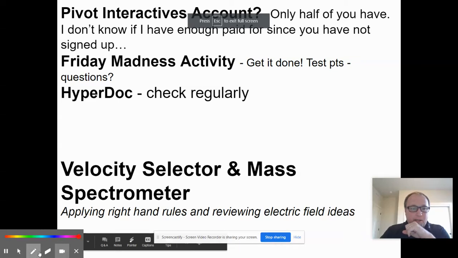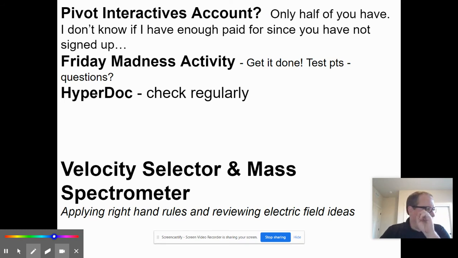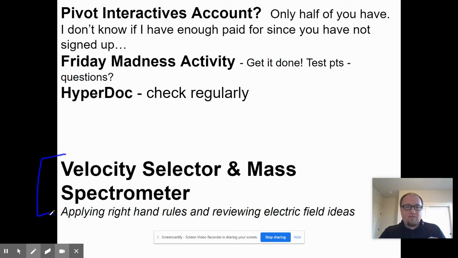All right, everybody. So what we're going to do is, this is Monday, what is this? November, oh boy, 2nd, I guess. November 2nd, where we're looking at the velocity selector activity in mass separation. Some ideas around that. So here we go.